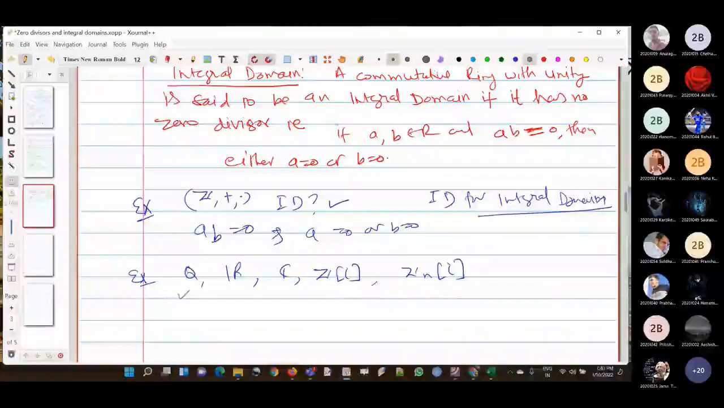Sir, Z_n will have zero divisors. Yes, it will have, very good. Please note one point for this. We have just talked about it; I gave this example while illustrating the concept of zero divisors. So it will have zero divisors, and the others will not. So this is not an integral domain. Fine.